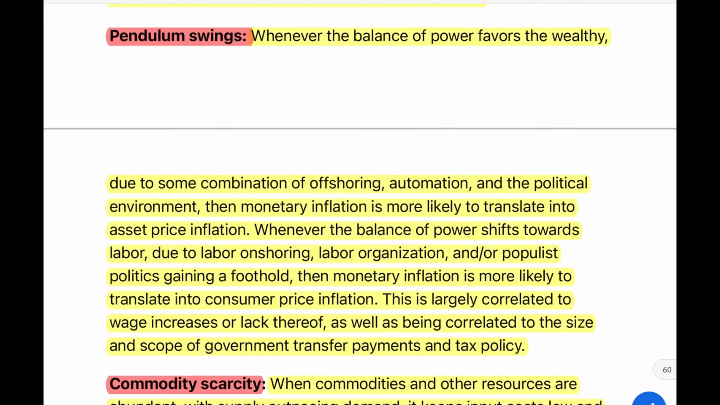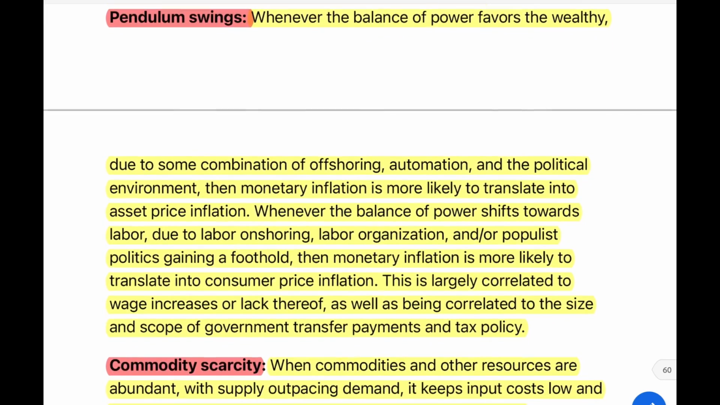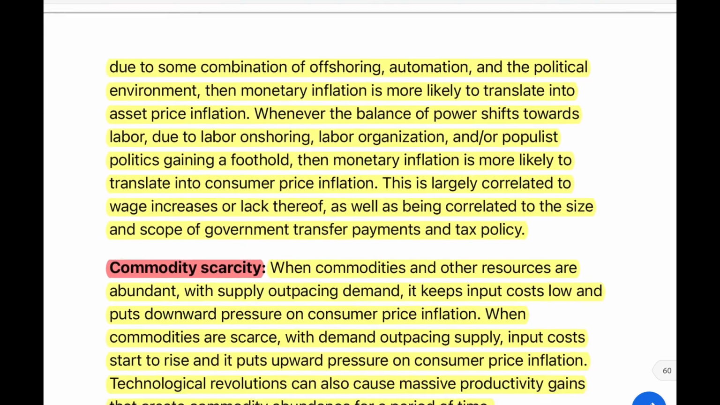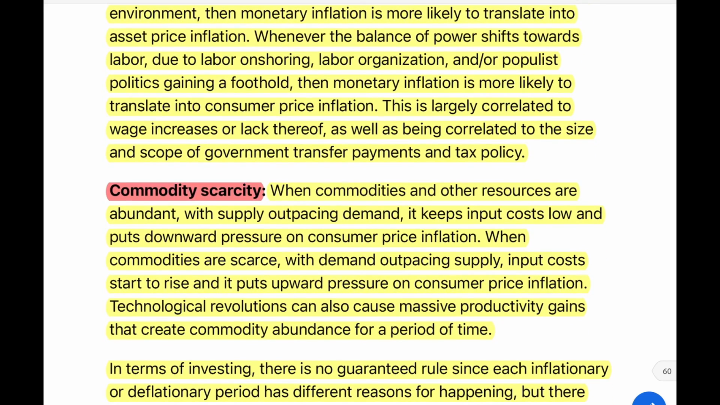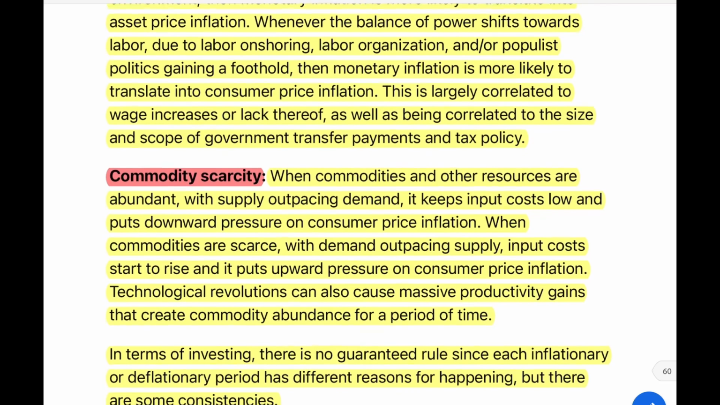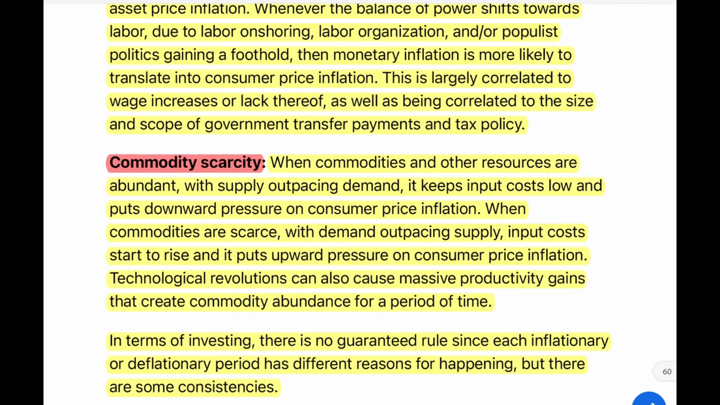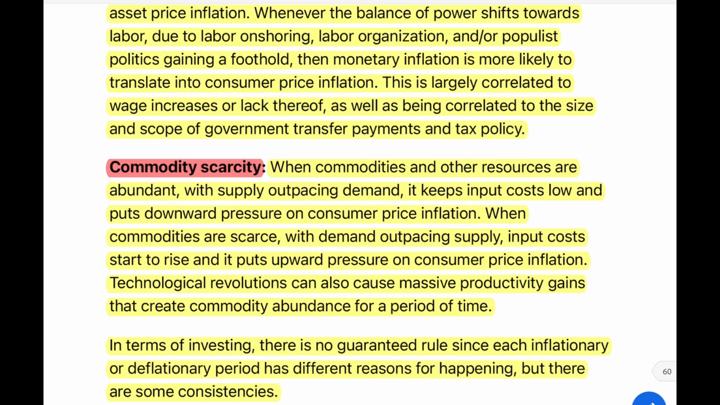Pendulum swings: whether the balance of power favors the wealthy due to some combination of offshoring, automation, or political environment, the monetary inflation is more likely to translate into asset price inflation. Whenever the balance of power shifts towards labor due to onshoring, labor organization, and/or populist politics gaining a foothold, the monetary inflation is more likely to translate into consumer price inflation. This is largely correlated to wage increases or lack thereof, as well as the size and scope of government transfer payments and tax policy.